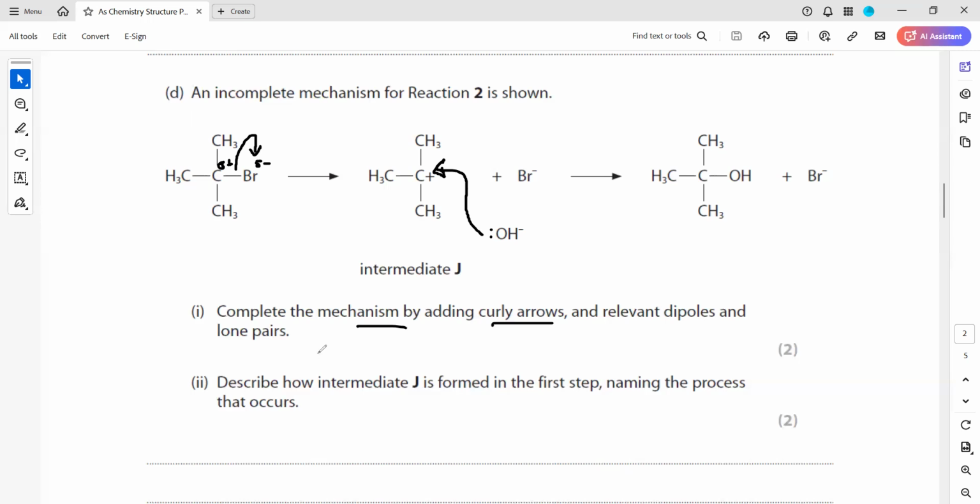That's what we have to do. Describe how intermediate J is formed in the first step and name the process that occurs. So how is this J formed? As you can see, it's a heterolytic bond breaking. So describe how J is formed. How is this intermediate J formed? It is formed by heterolytic bond breaking.